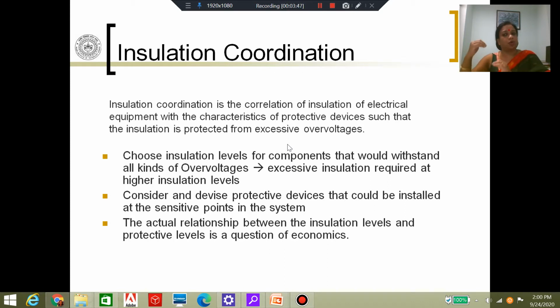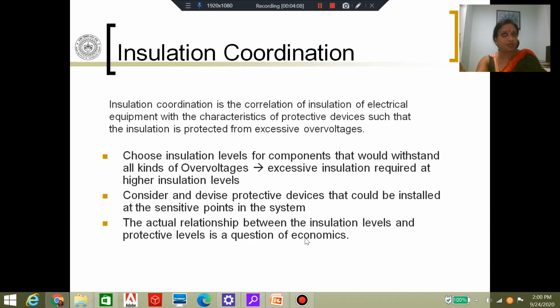So you're actually talking about protection. Before you think of strengthening the insulation so that it can withstand the over voltage, you try to prevent certain over voltages from appearing across the insulation at all. The actual relationship between the insulation levels and protective levels is a question of economics.